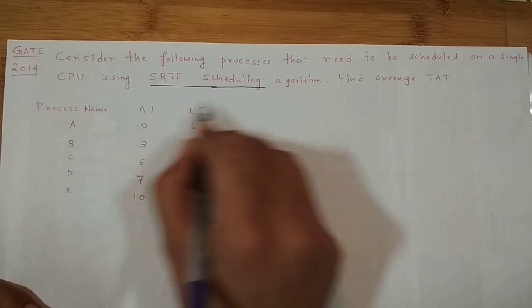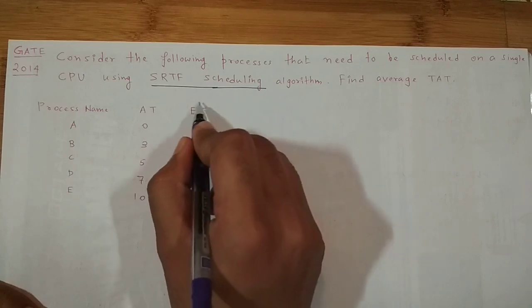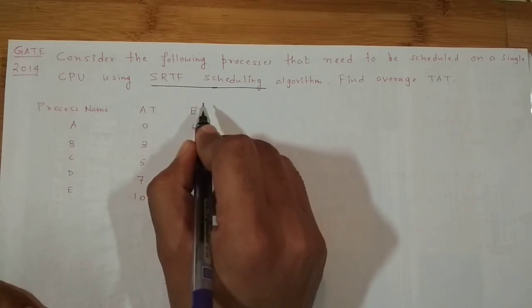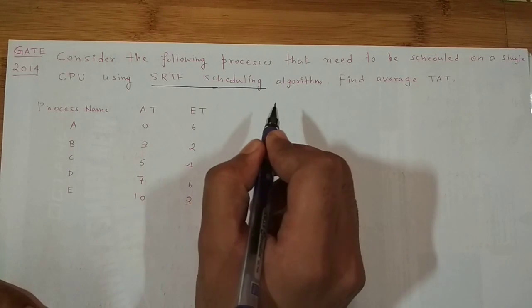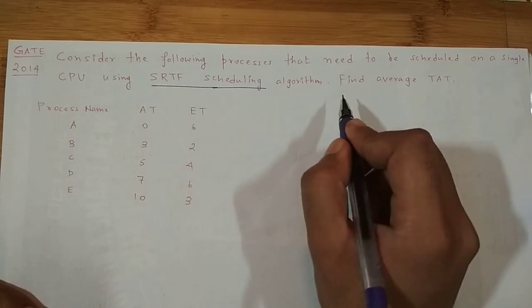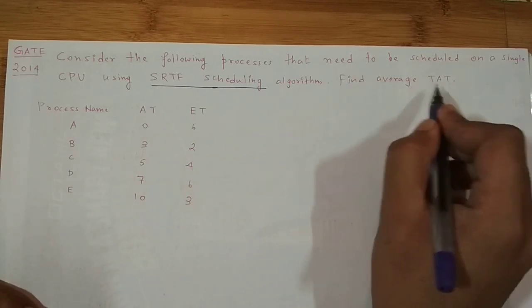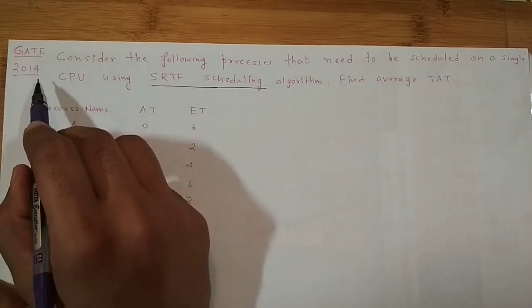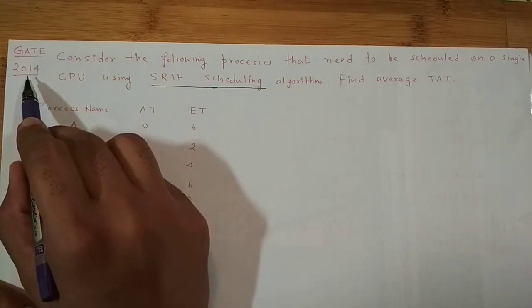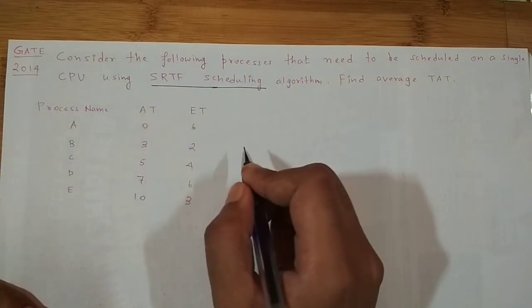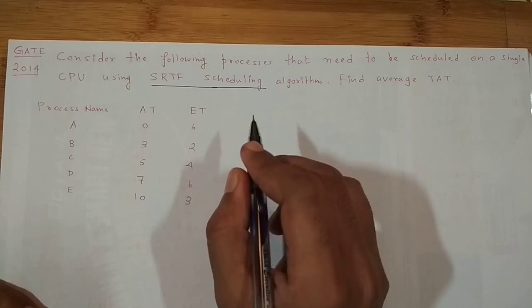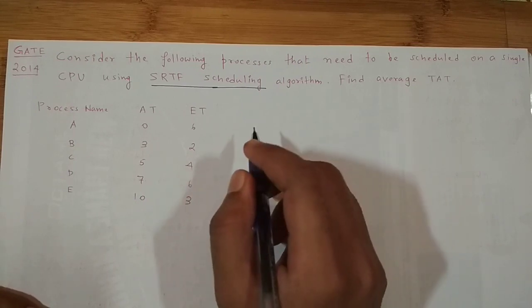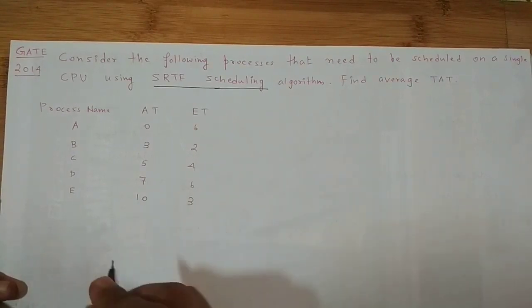This scheduling algorithm works on the execution time, and it is a preemptive scheduling algorithm. Sometimes it is also known as the preemptive version of the shortest job first algorithm. What we have to do is calculate the average turnaround time, and this was asked not so far back, only in GATE 2014. In order to solve such questions related to CPU scheduling algorithms, we need to construct the Gantt chart. So let's get this done.